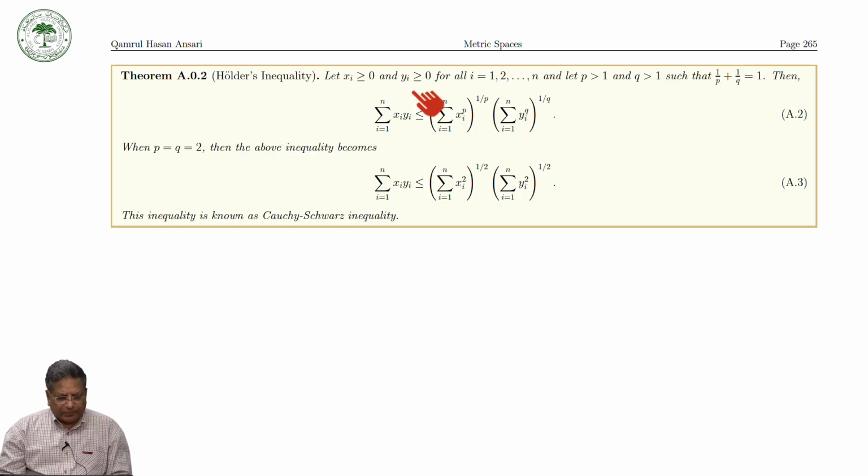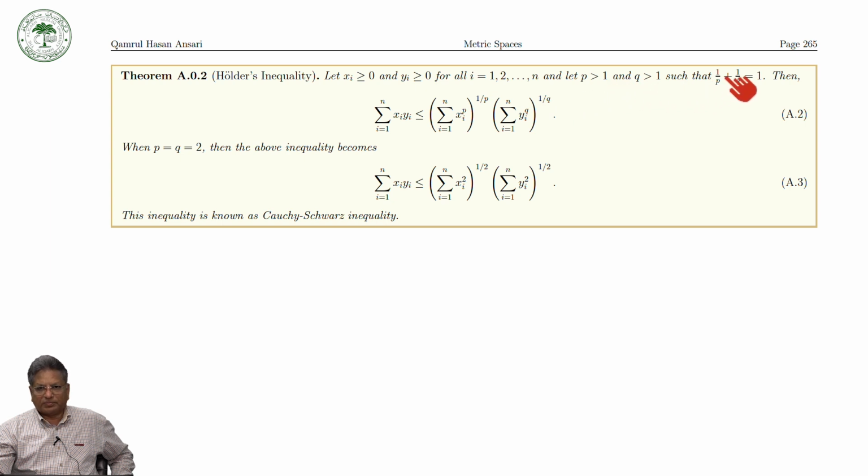Now, the important thing to note is that we have the Holder inequality. We used the Holder inequality and Minkowski inequality to prove that the spaces l^p or R^n are metric spaces. In the Holder inequality, let xi and yi be greater than or equal to 0, p greater than 1, q greater than 1 such that 1 over p plus 1 over q is equal to 1. Then the summation i runs from 1 to n of xi yi is less than or equal to the summation i runs from 1 to n of xi to the p, whole raised to the power 1 over p, times the summation i runs from 1 to n of yi to the q, whole raised to the power 1 over q.